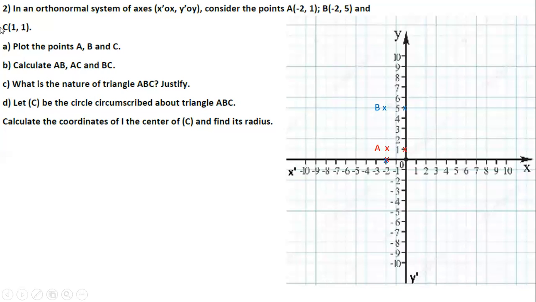So it has 1 abscissa, 1 ordinate. This is the 1 abscissa here. This is the 1 ordinate. Also, this is point C. So this is point A, this is point B, this is point C.